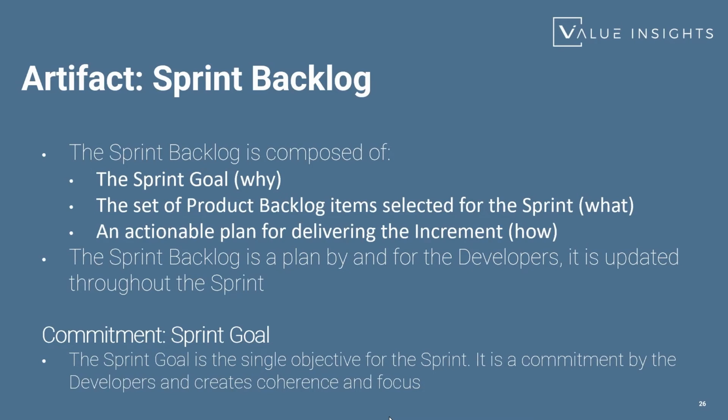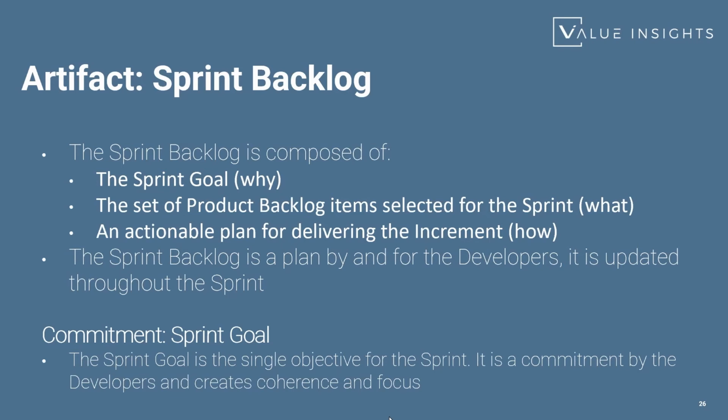Okay, now let's go to the second artifact, which is the sprint backlog. By now, you understand that the sprint backlog is actually selected items from the product backlog for a given sprint. The sprint backlog is composed of the sprint goal, so why we want to do this sprint or what we want to achieve during the sprint, the items which are being selected for the sprint, and a plan on how to deliver the increment. So how to turn those product backlog items into a working increment.